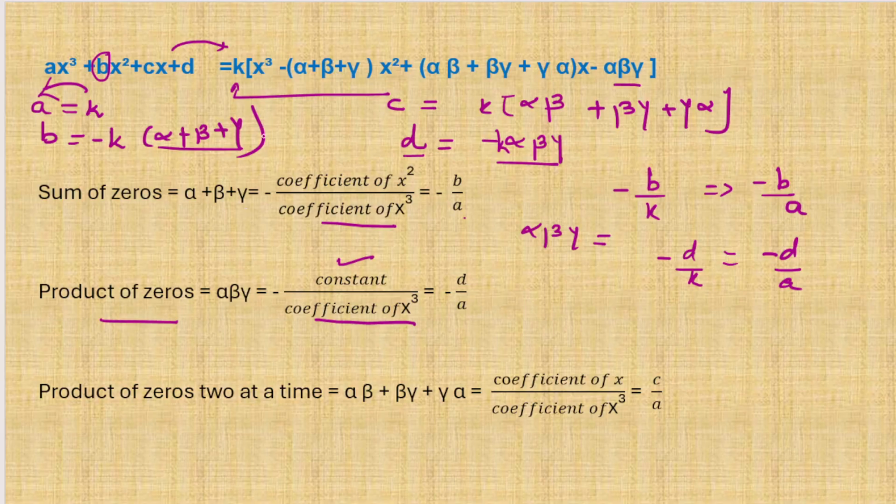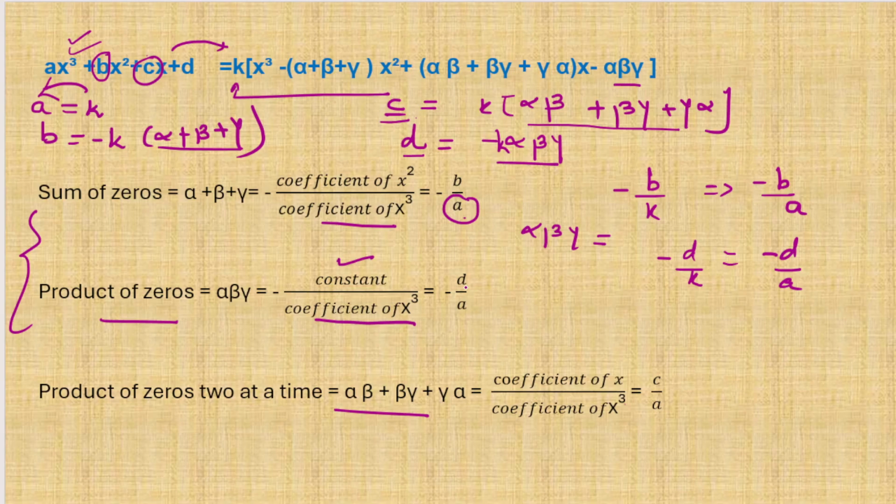Now, from c, we will get the sum of the products of the zeros taken two at a time. So we will get it equal to c by a. What is c? c is the coefficient of x, divided by the coefficient of x cube. So this is your relationship between the zeros and coefficients of your cubic polynomial. We get something common, that in the denominator we are always having the coefficient of x cube, that is the coefficient of the highest power of your polynomial. So this is the relationship.